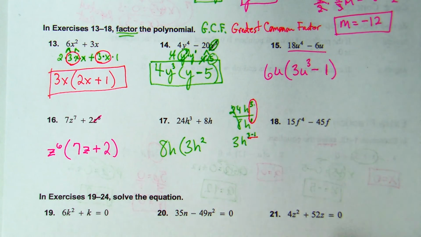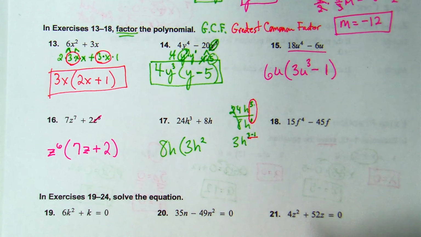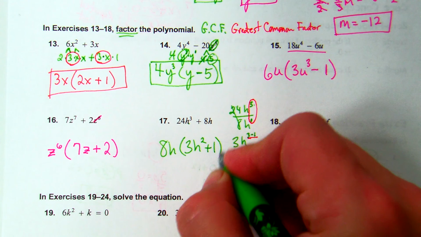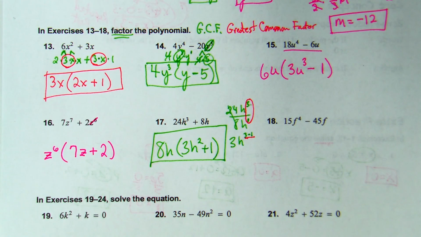Or again, if you pulled out one of your 3 h's that are being multiplied times each other, you'd have 2 left. And then I pulled the 8h out of this one, so the only thing left is a 1. So that's my answer there.